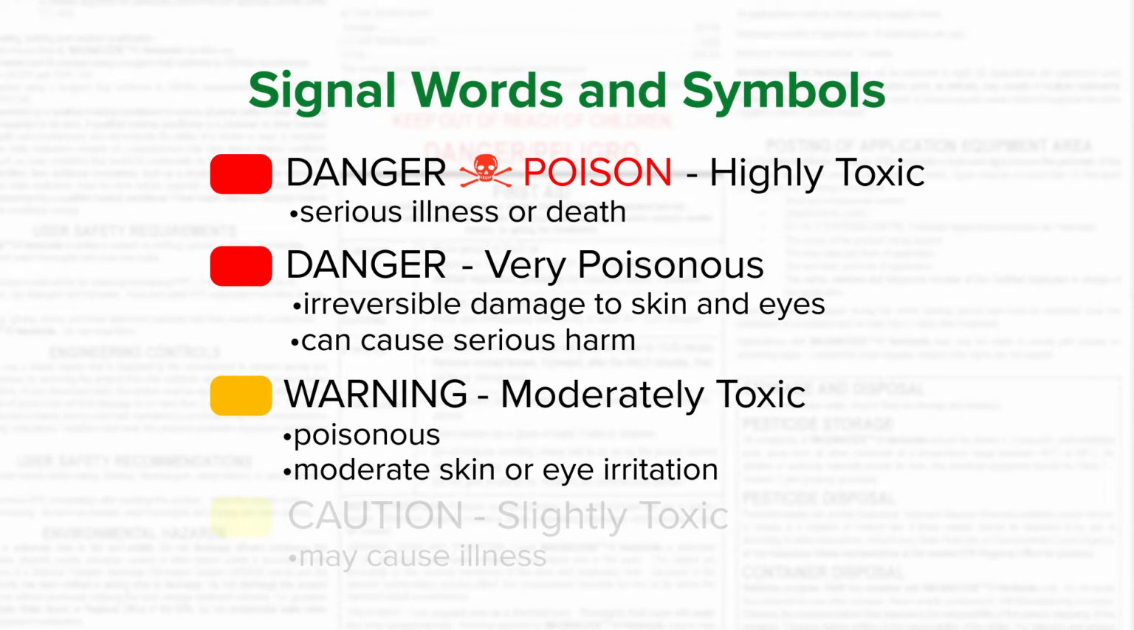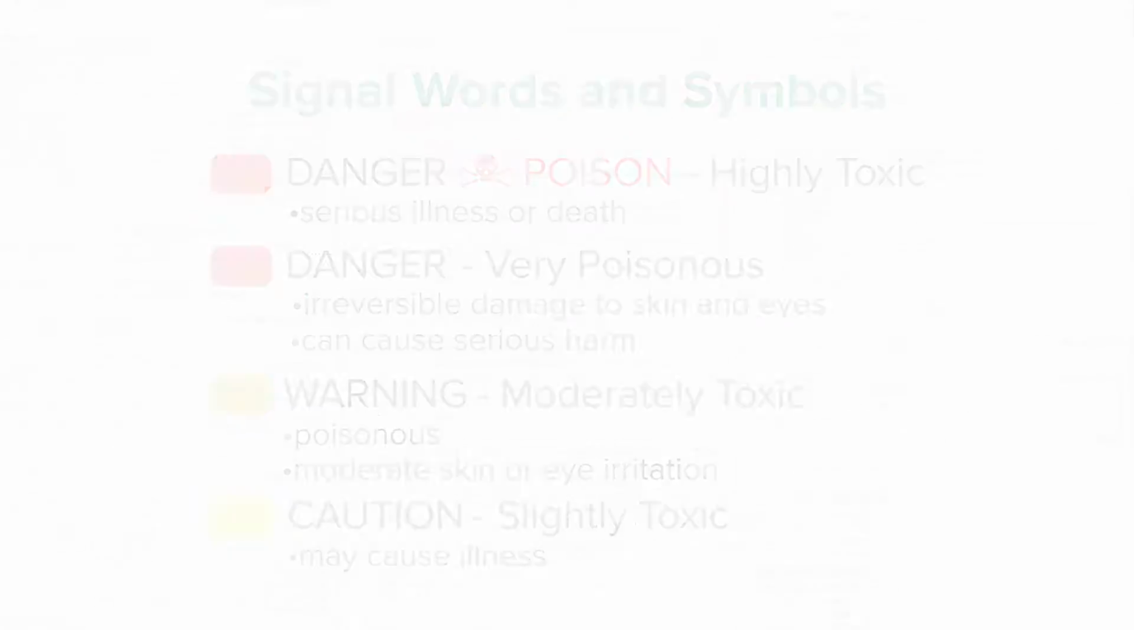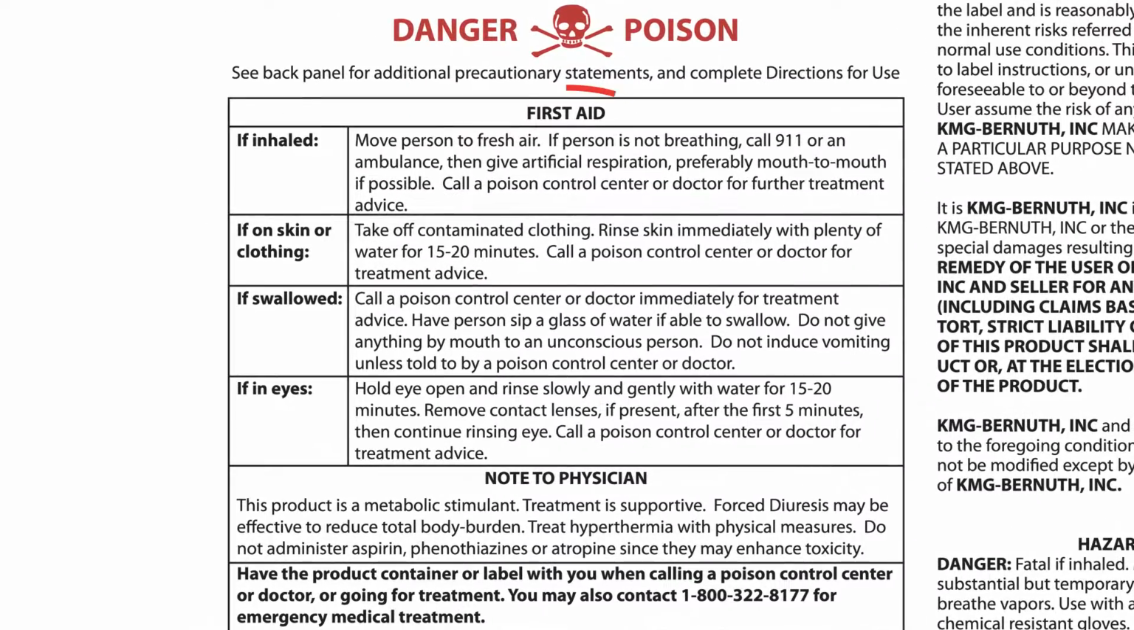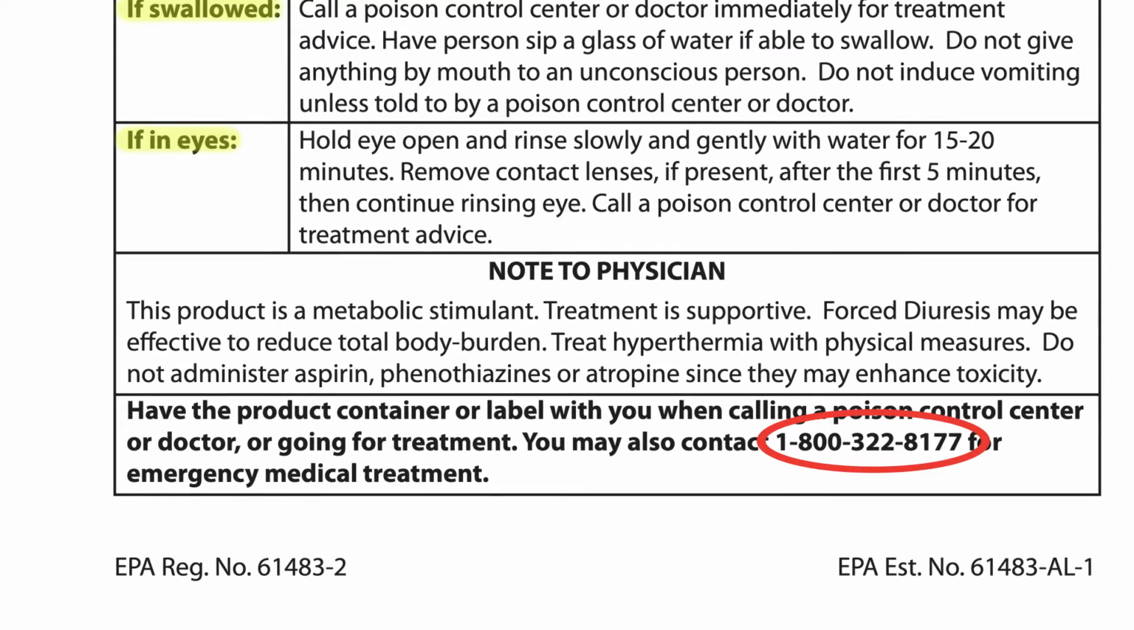Warning means the pesticide is moderately toxic or poisonous through one or more routes, including if absorbed through the skin, if swallowed, or if inhaled, or causes moderate eye or skin irritation. Caution means slightly toxic, but it can still make you sick if absorbed through one or more routes, including by the skin, if inhaled, or if it gets into the eye. The first aid instructions tell you what to do if you get the pesticide in your eyes, inhale it into your lungs, swallow it, or get it on your skin. It also provides a number to call in case of an emergency.